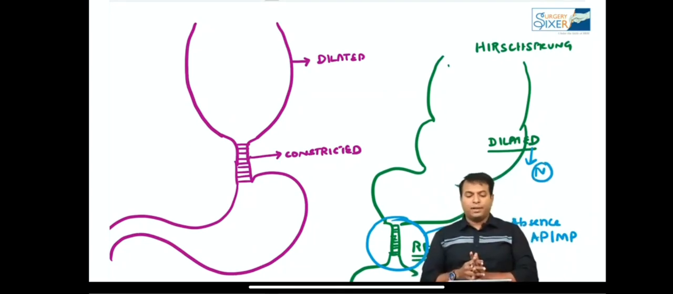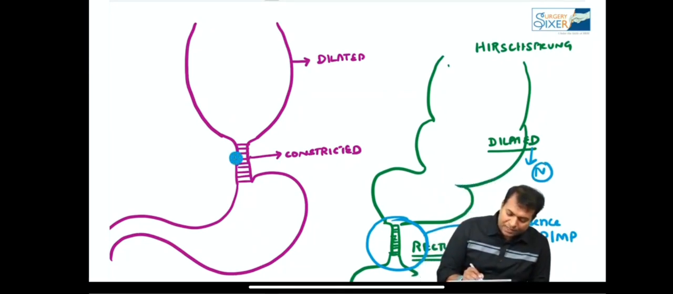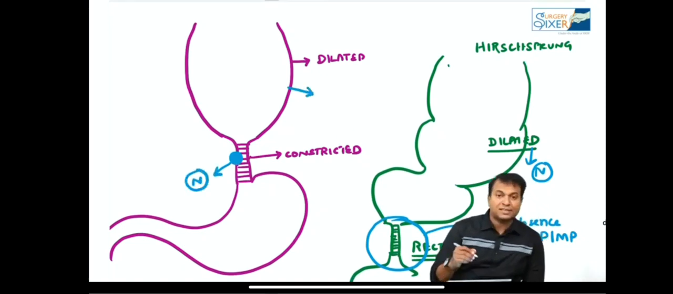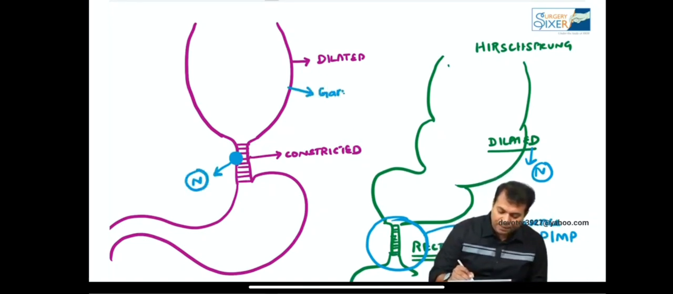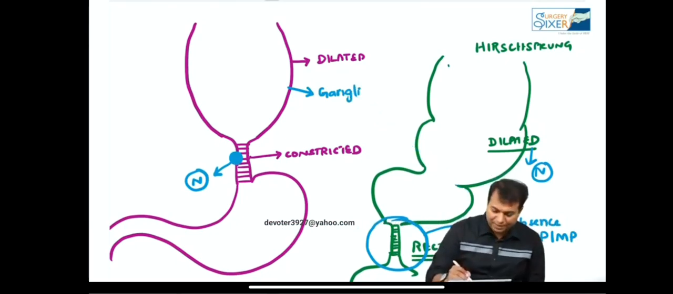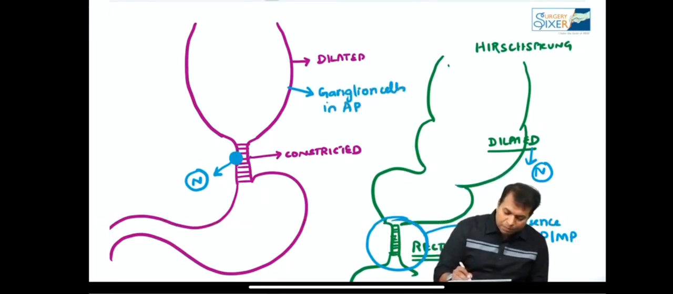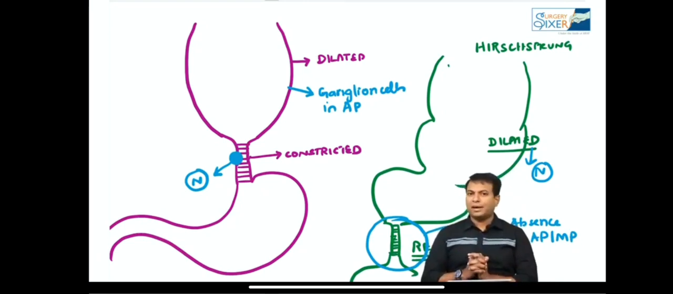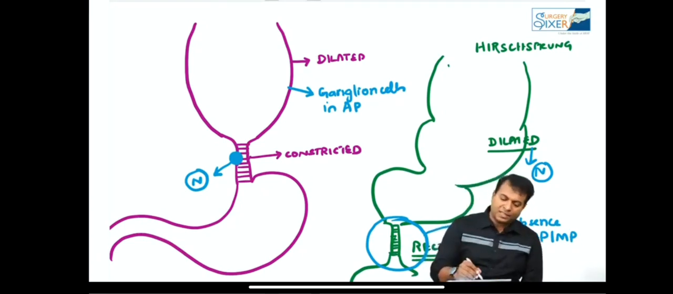According to old books, in achalasia, when you take biopsy, the constricted part is normal, and they used to say there is absence of ganglion cells in the dilated part. What ganglion cells? There is no Meissner's plexus, there is only Auerbach's plexus in the dilated part. But that point is not used nowadays because we are not taking biopsy in achalasia. But for Hirschsprung disease, this question will be repeatedly asked.